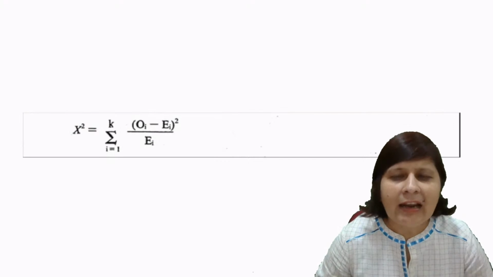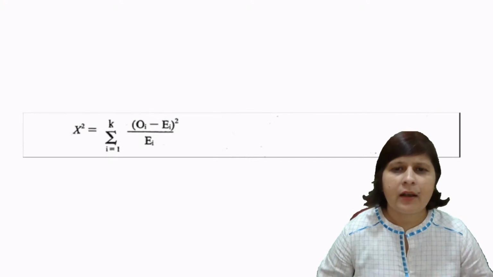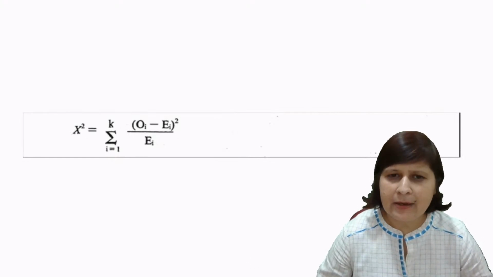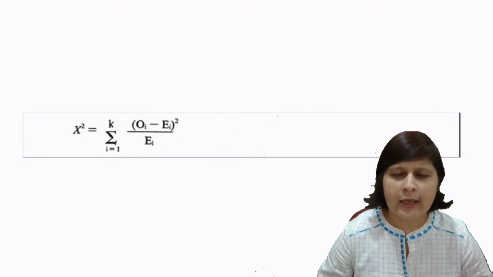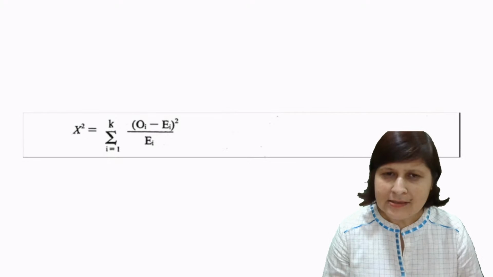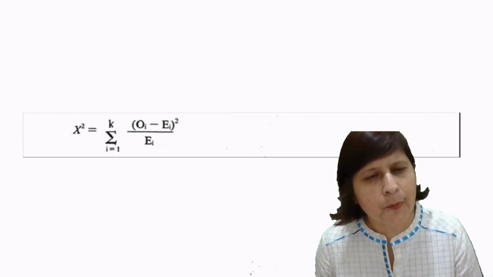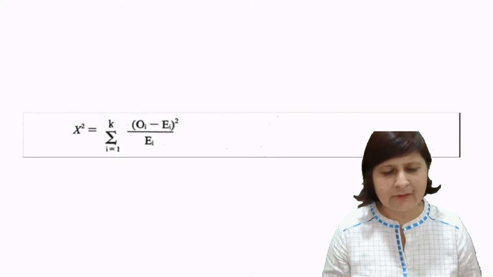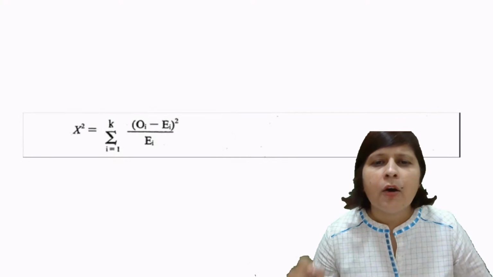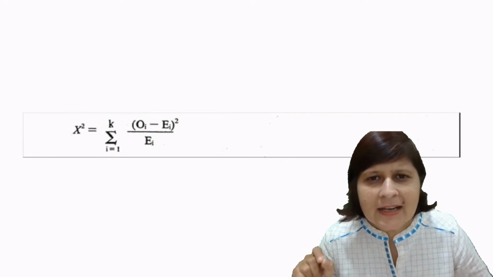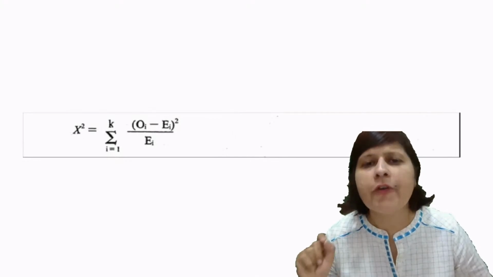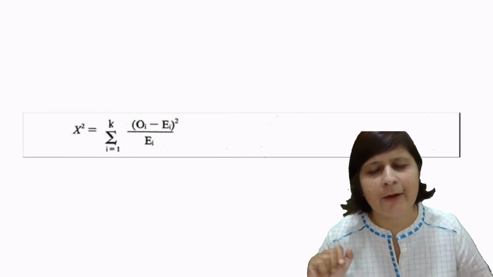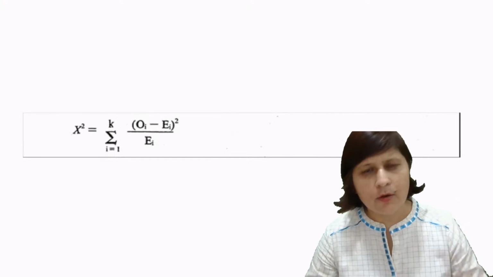The formula to calculate the chi-square value is: chi-square equals summation from i equals 1 to k. 1 to k is the sample from 1 to k. If suppose I have taken a sample of 90, then from 1 to 90, whatever the sample size, from i to k, of the square of observed value minus expected value, divided by the expected value, will give the value of chi-square.